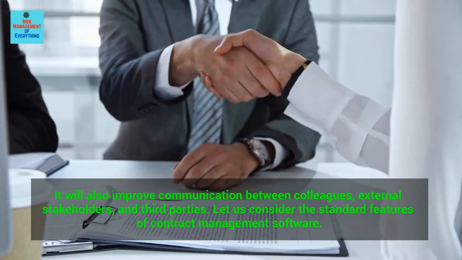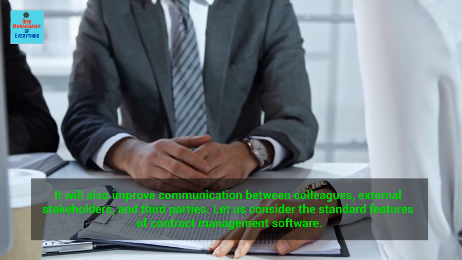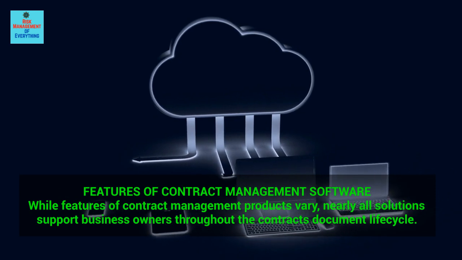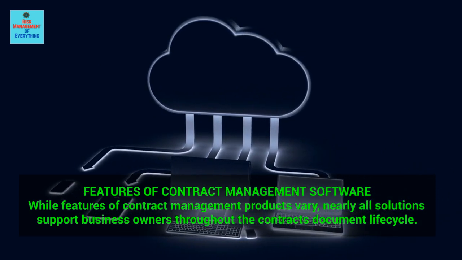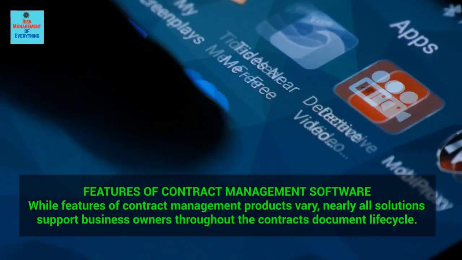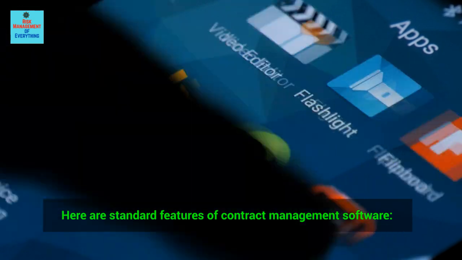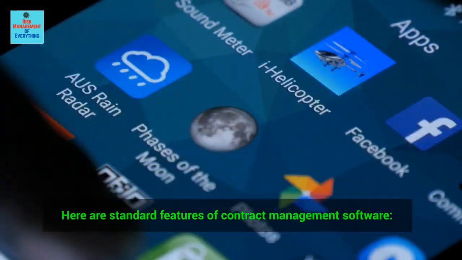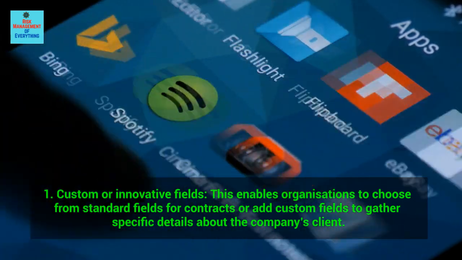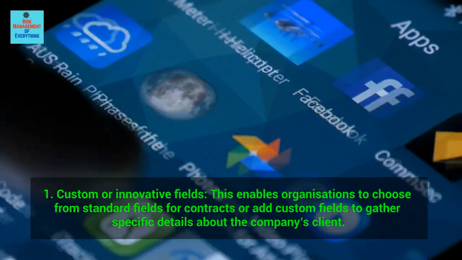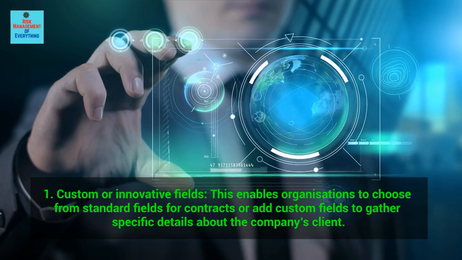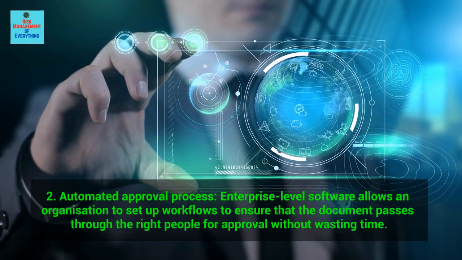Let us consider the standard features of contract management software. Features of contract management software. While features of contract management products vary, nearly all solutions support business owners throughout the contract's document lifecycle. Here are standard features of contract management software. 1. Custom or innovative fields. This enables organizations to choose from standard fields for contracts or add custom fields to gather specific details about the company's client. 2. Automated approval process.